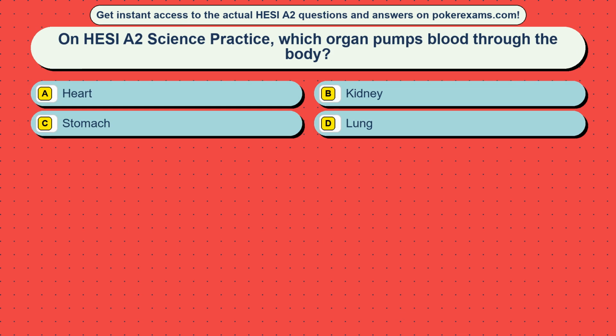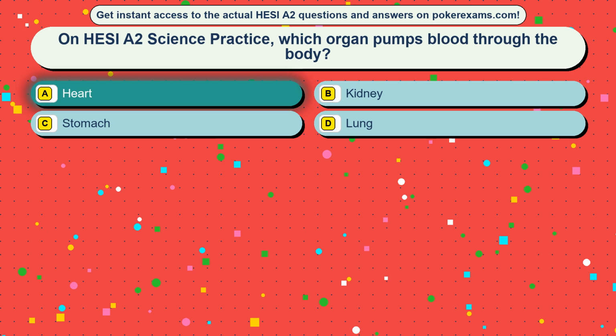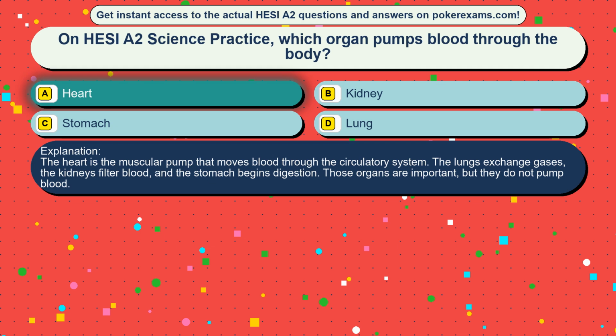Question 14. On HESI A2 Science Practice, which organ pumps blood through the body? Option A heart. Option B kidney. Option C stomach. Option D lung. The correct answer is option A, heart. The heart is the muscular pump that moves blood through the circulatory system. The lungs exchange gases, the kidneys filter blood, and the stomach begins digestion. Those organs are important, but they do not pump blood.